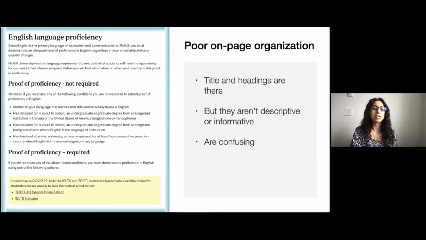The section headings are also pretty confusing. They both start with the same 3 words here, proof of proficiency. And if you continue to read, you'll see that they actually contradict each other. And so it's issues like this that I'm going to be showing you how to work through in the next section.